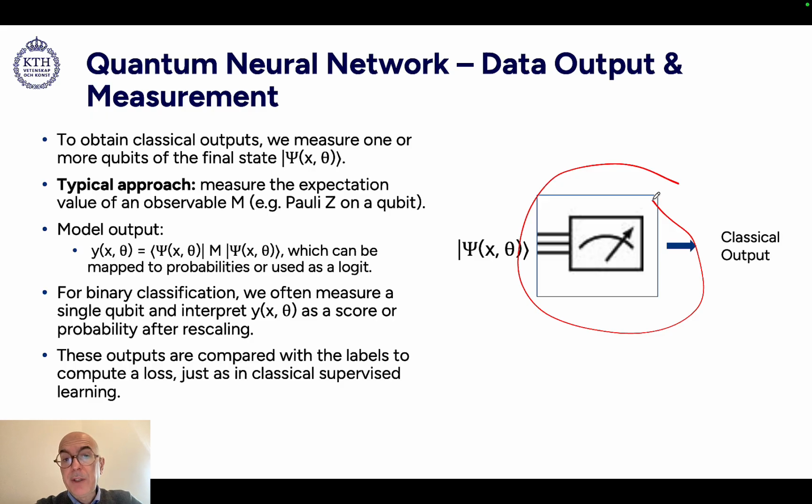For binary classification, we often measure a single qubit and interpret this output as a score or probability after we do the scaling. So this is very similar to the neural network. The major difference is that we use two circuits, the feature map and the variational form. At this point, in order to get an output, we do a measurement.